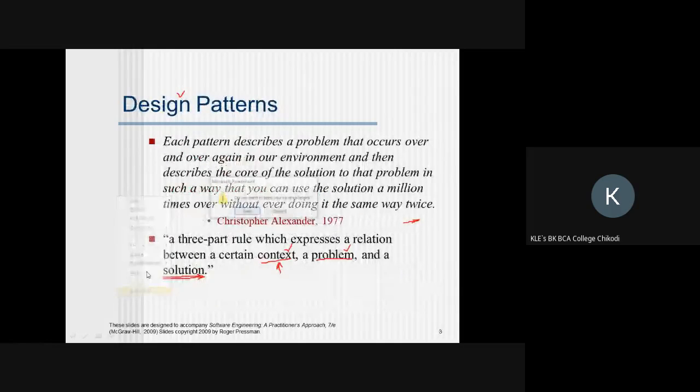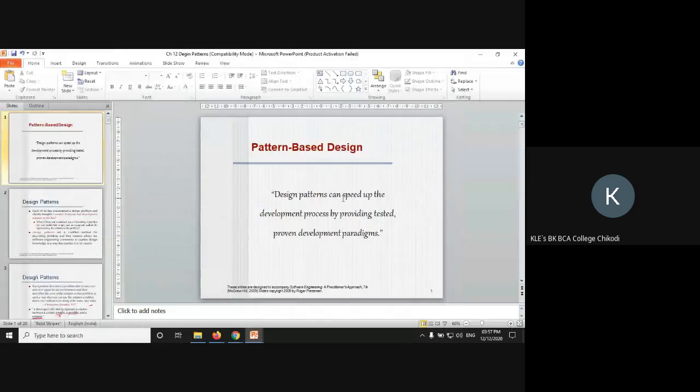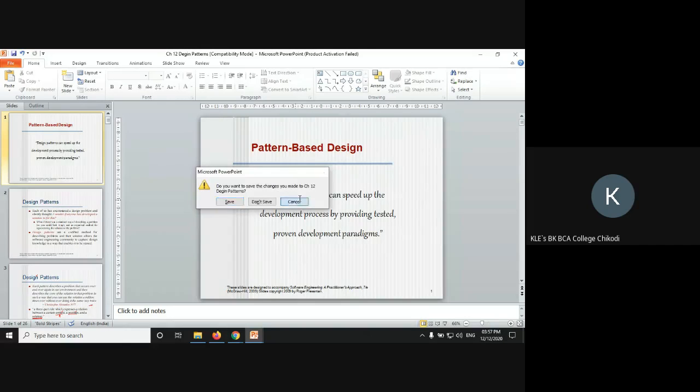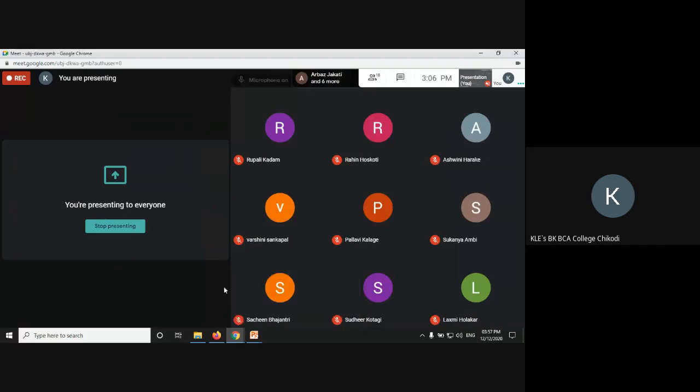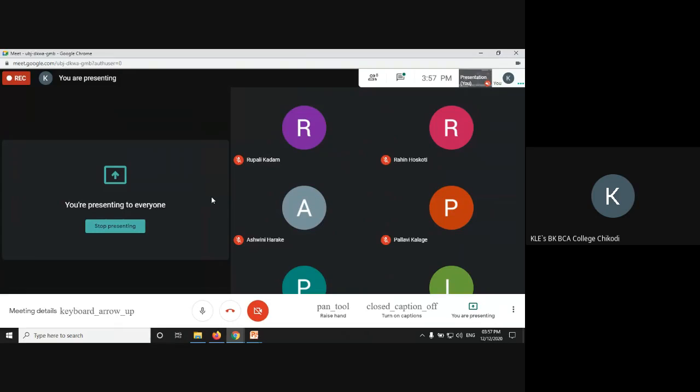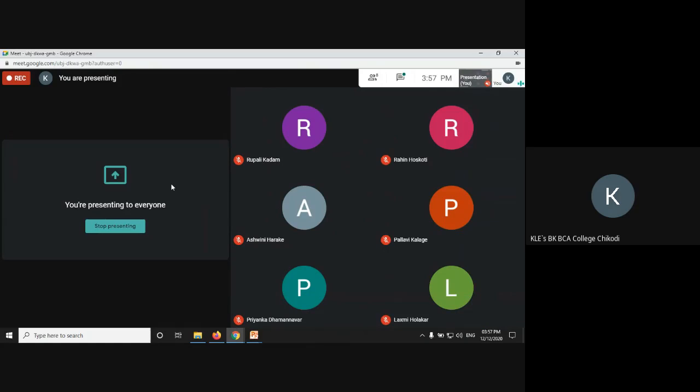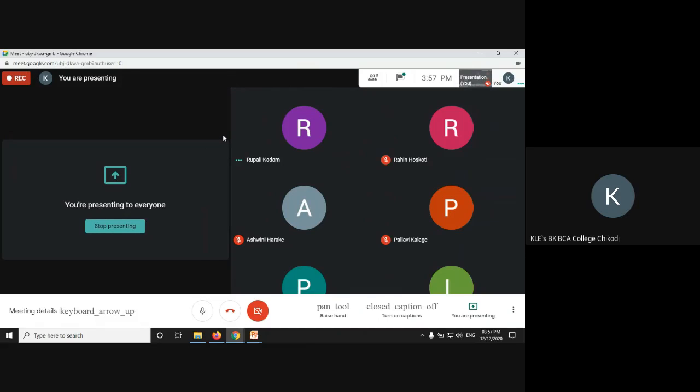These are the overall pattern-based design topics. They are there in the syllabus. With this, I am concluding my topic. And if you have any questions to ask, you can ask me.